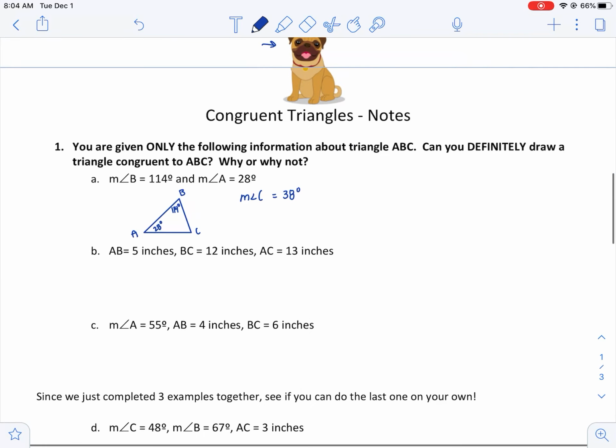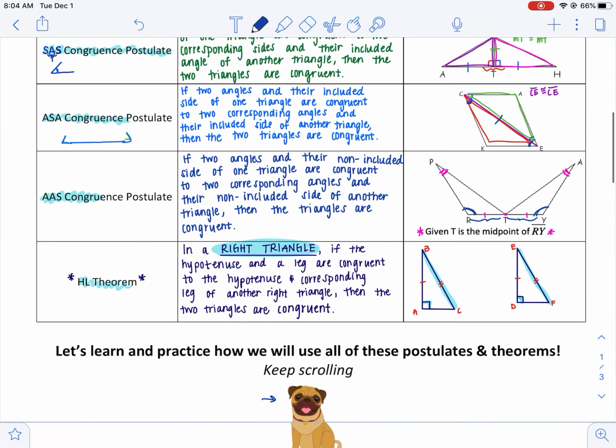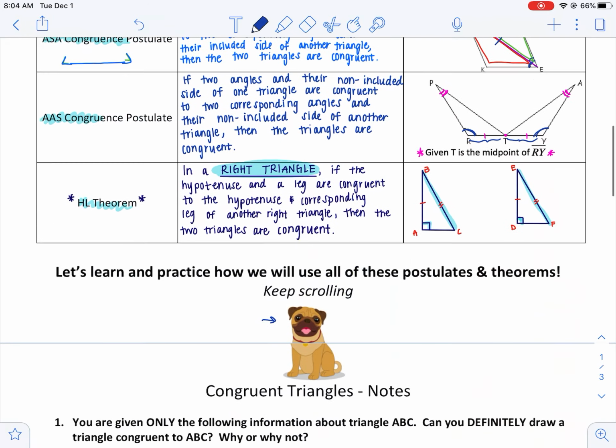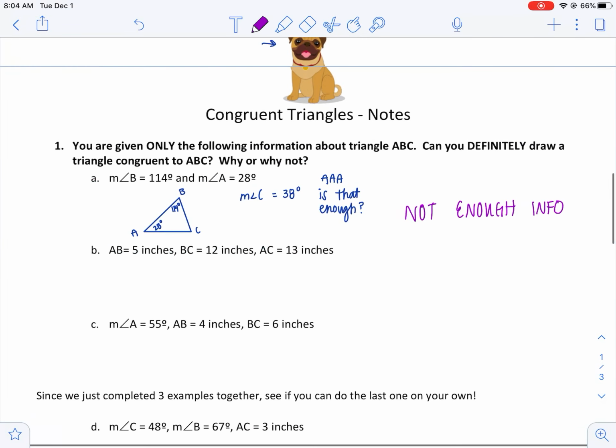Now, if I know three angles, meaning we've got an angle and an angle and an angle, is that enough? Remember what we talked about yesterday? Maybe glance back at your notes. Do we have an angle, angle, angle congruency postulate? No, we don't. So, this is not enough info in order to state congruency.